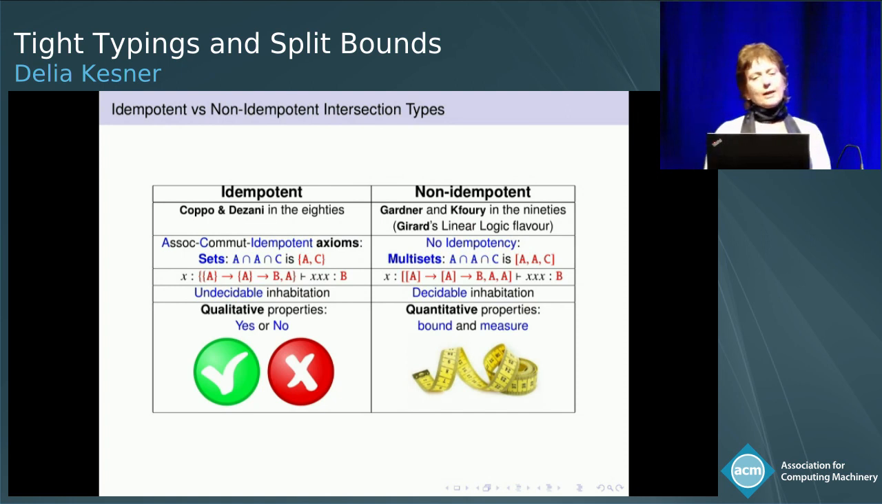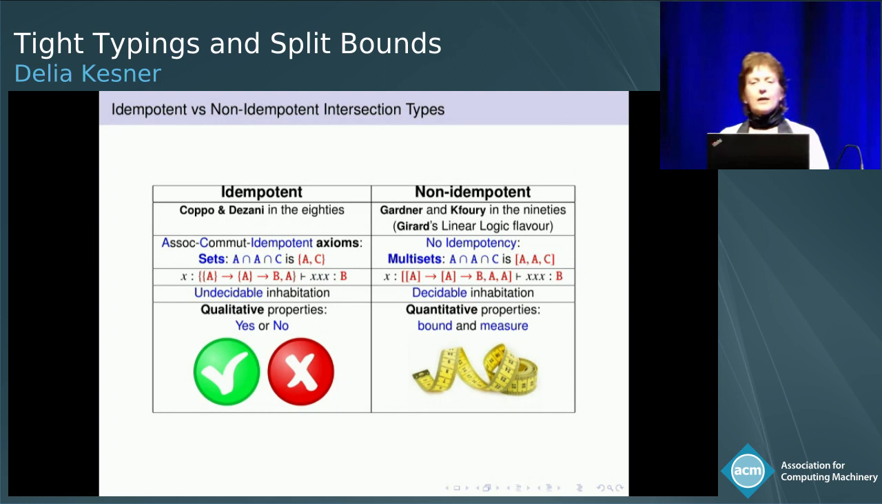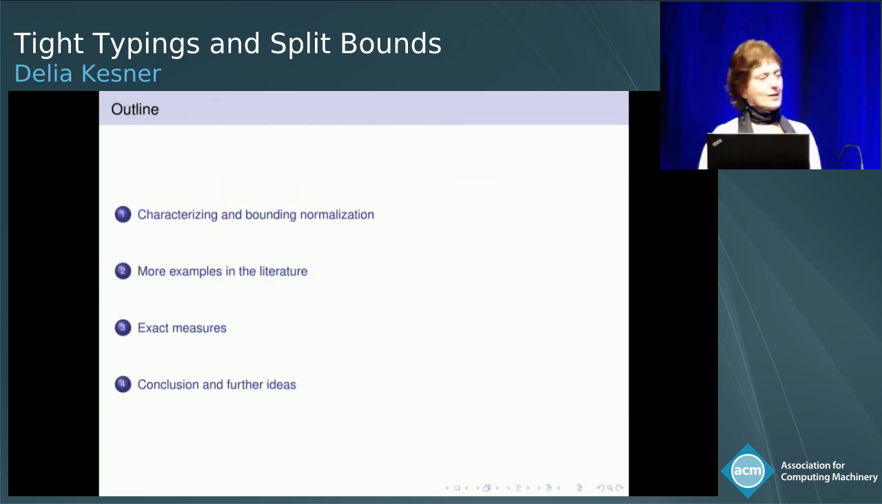And more importantly, in the idempotent world, you use intersection types to prove qualitative properties of higher-order programs. I will explain this in more detail. And in the non-idempotent world, you can make these properties more interesting because you will also infer quantitative information about these properties. So you can bound and measure things, and that becomes more exciting and more interesting.